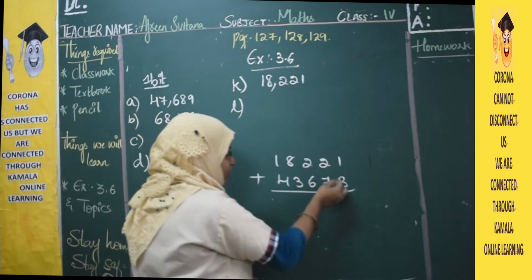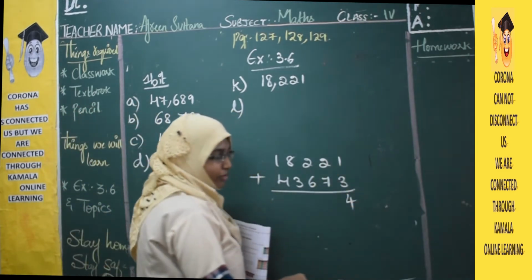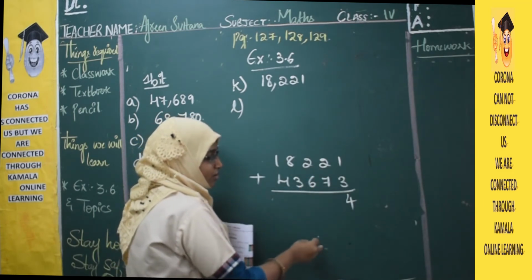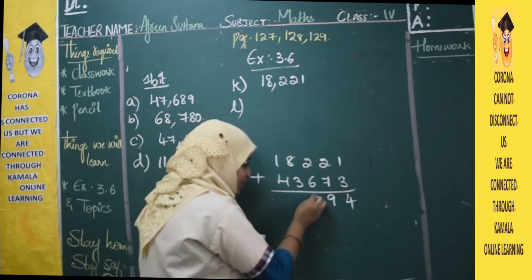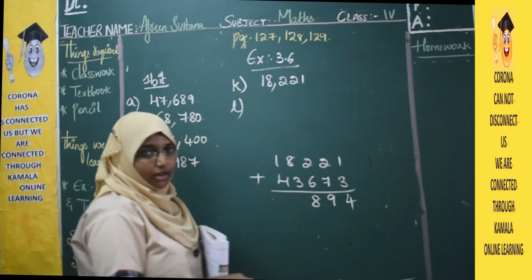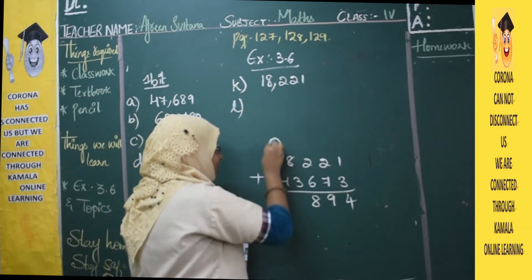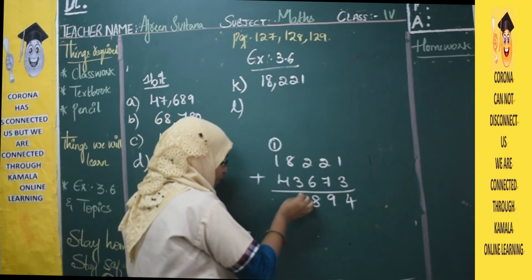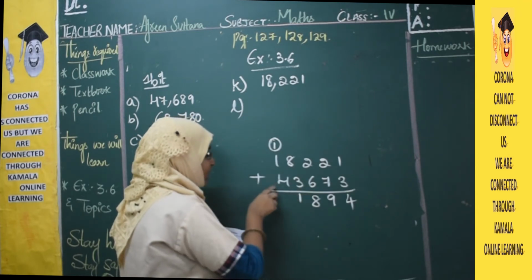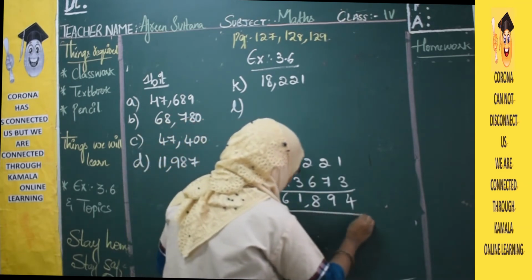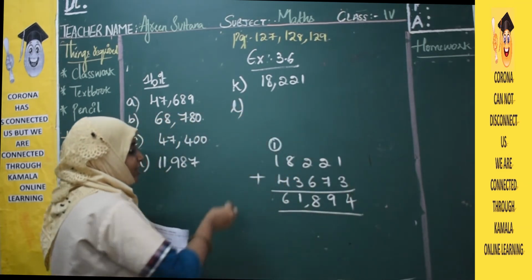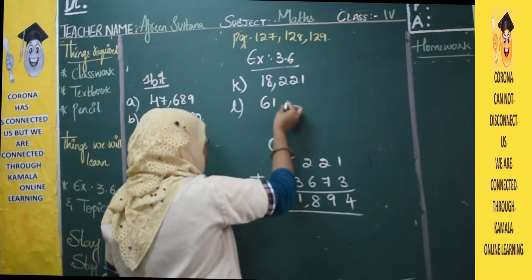43,673. Let us add. Now 3 plus 1 is 4. 7 plus 2, 9. 6 plus 2, 8. 8 plus 3, 11. 1 will be carried. Carry forward. Next, 4, 5, 6. So if you put a comma, it is 61,894. That is our minuend.